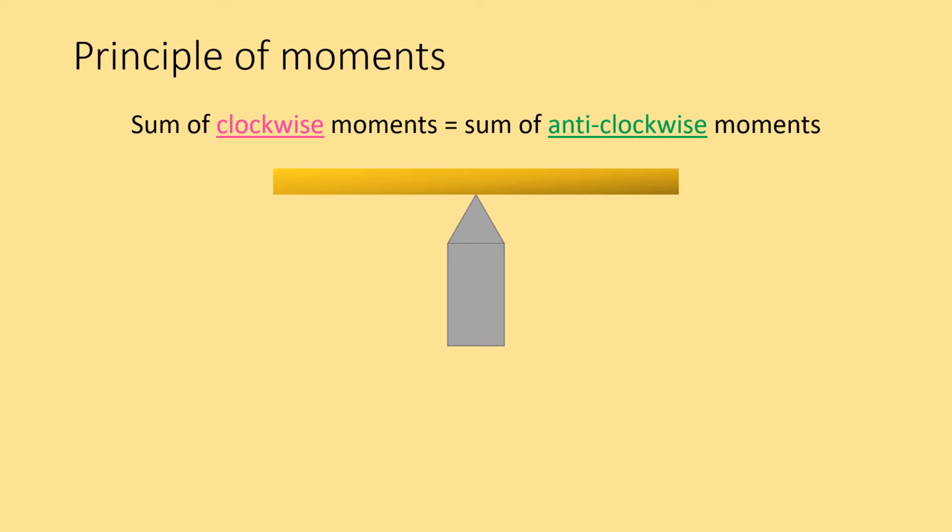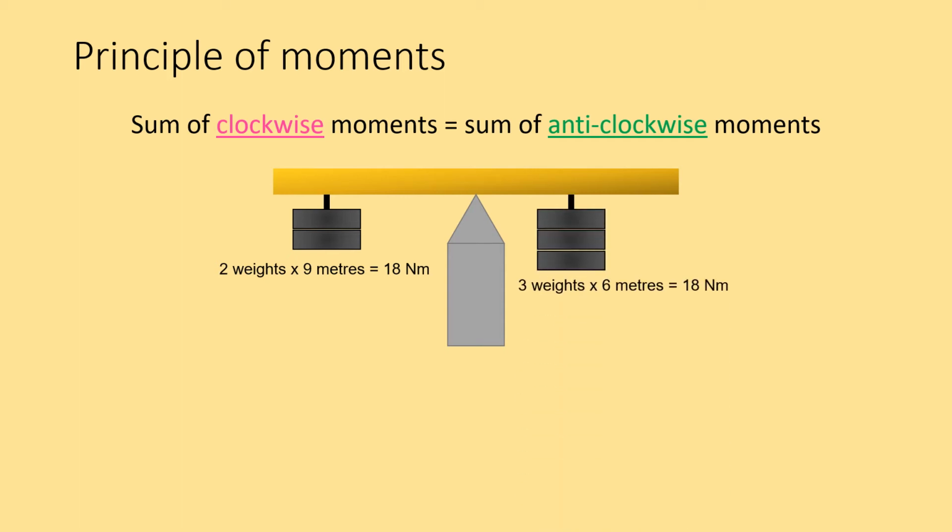All right, so if you consider a scale or a set of balances, you have something finely balanced on a pivot point. Yes, a force of 2 newtons, 9 meters away from the pivot point. That gives you 18 newton meters. That's the moment. And then if you have 3 newtons, 6 meters away from the pivot, you've also got 18 newton meters. These things are going to balance.